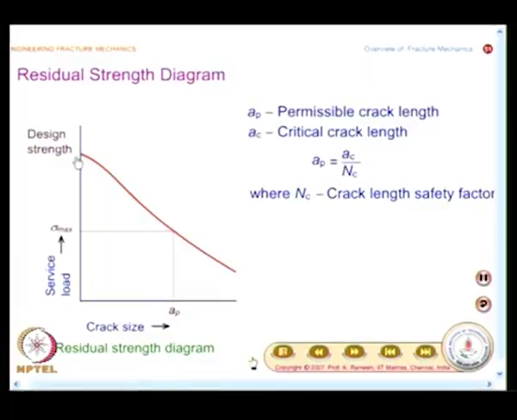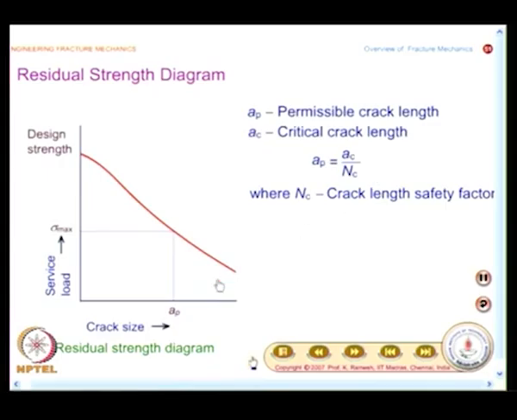So, you need to get what are known as residual strength diagrams. This shows for different crack lengths how the service load should be limited, and you also have a concept which is again an extension of what you have been doing in strength of materials. Though I have what is known as critical crack length, we do not want to operate or go up to the critical crack length. We want to define what is known as a permissible crack length, and this is dictated by a factor very similar to our safety factor. You call this NC and you name it the crack length safety factor.